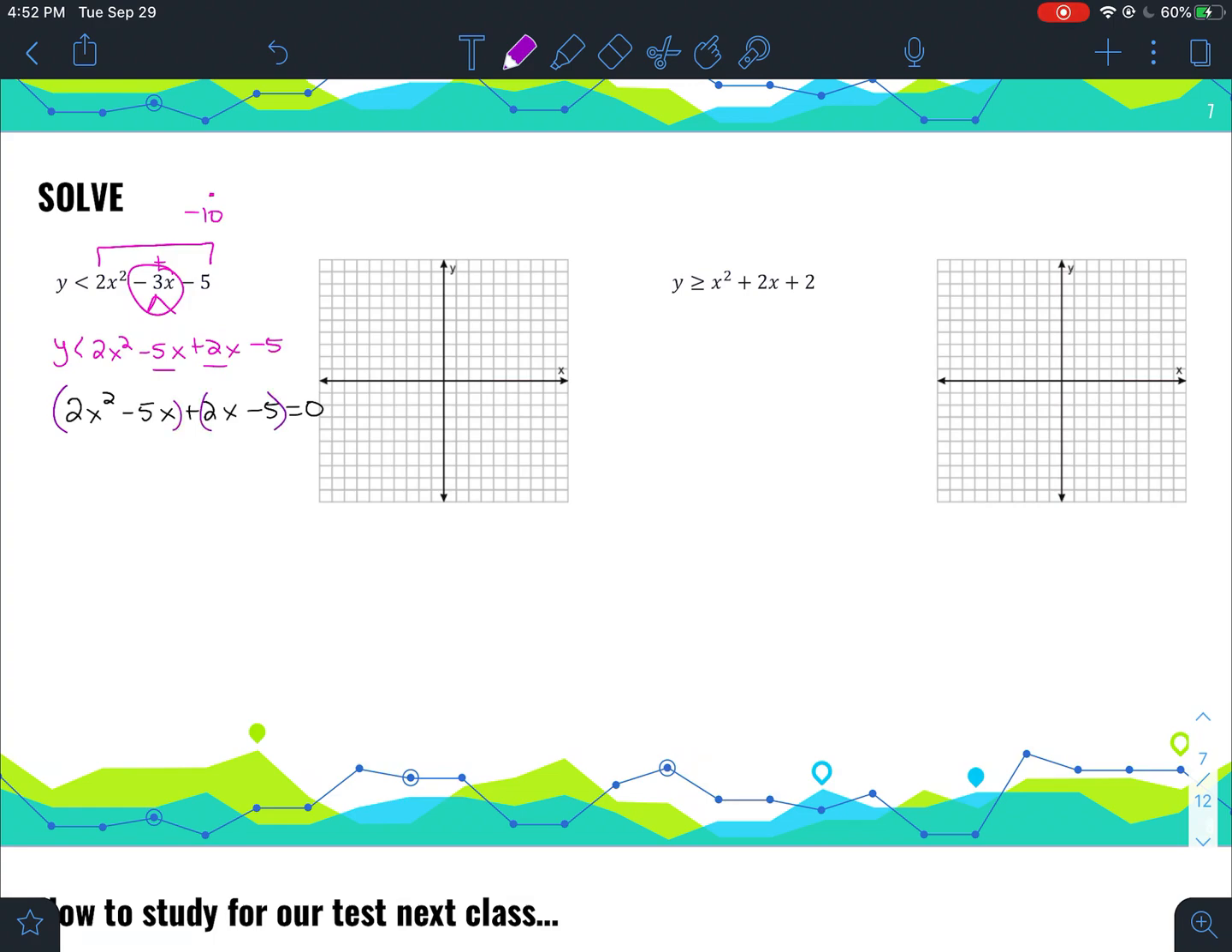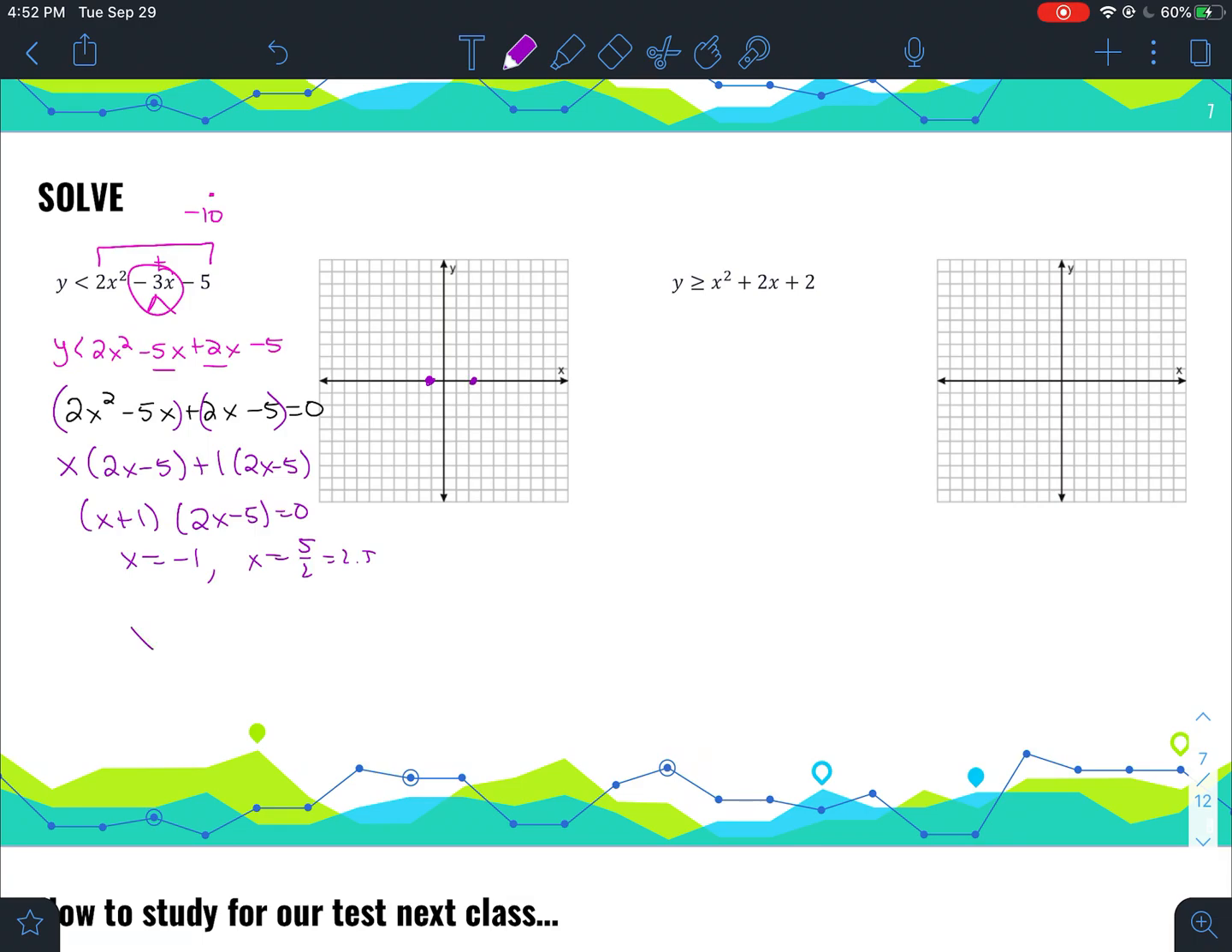So group the first two, group the second two. From the first two, I can factor out an x, and then I would have 2x minus 5. From the second two, they don't have a common factor other than 1, so I'm going to pull out 1 and then 2x minus 5. Then group together the two terms that were on the outside, x plus 1, and then 2x minus 5. So my x-intercepts are negative 1 and 5 halves, which is 2.5. So negative 1 and then 2.5, I have x-intercepts.